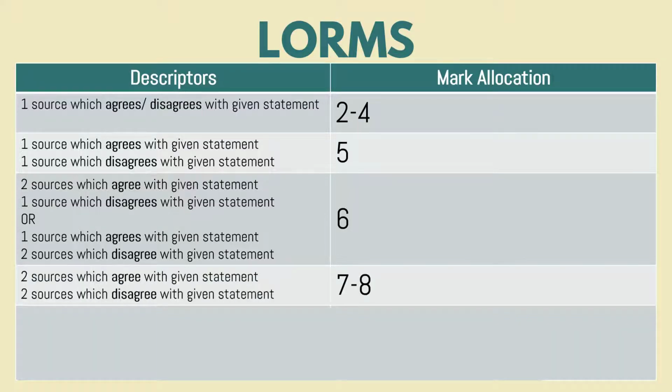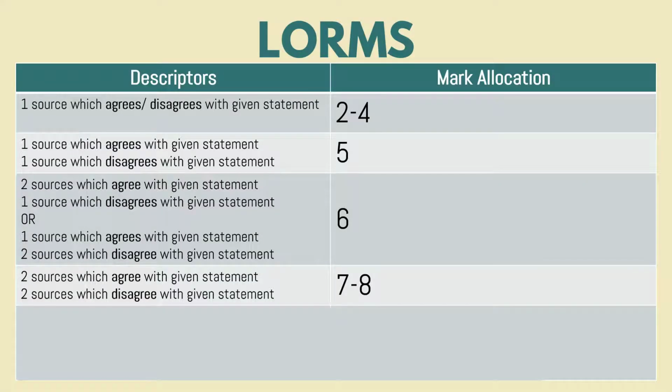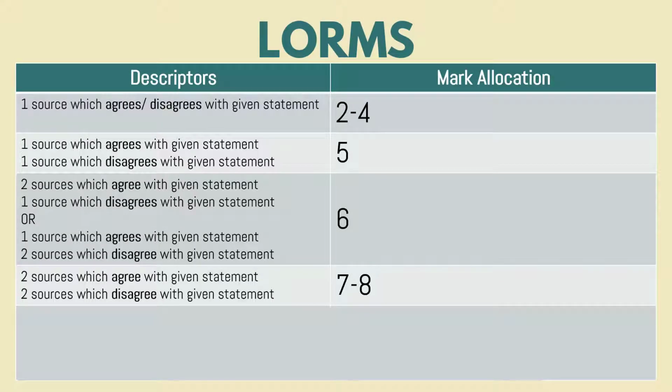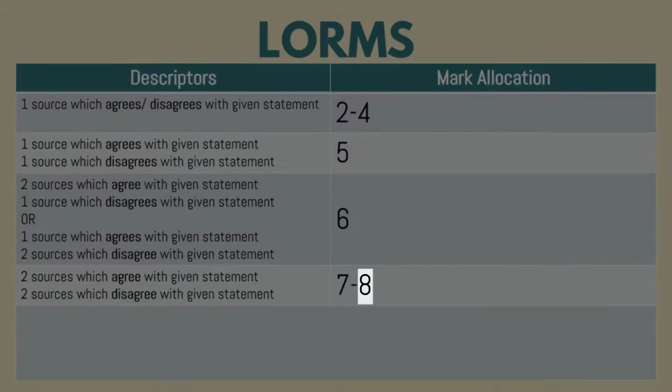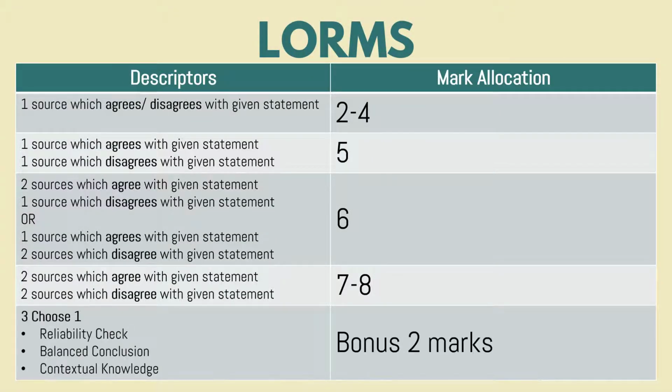When we go on to 4 sources, with at least 2 agreeing and 2 disagreeing, we are dealing with 7 to 8 marks. Wait a minute, why is there a range again? The range is for the teacher to decide whether your responses are adequate or perhaps just barely making the mark. In that case, they'll probably get 7. But if your answers are well-supported and well-explained, we are talking about 8 marks, which is technically a distinction.